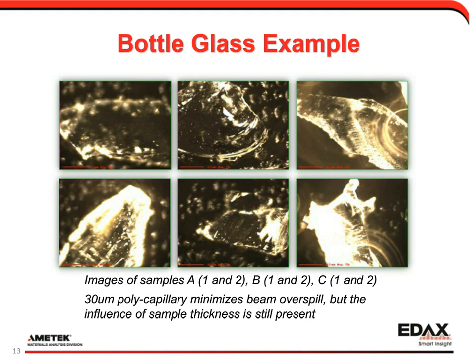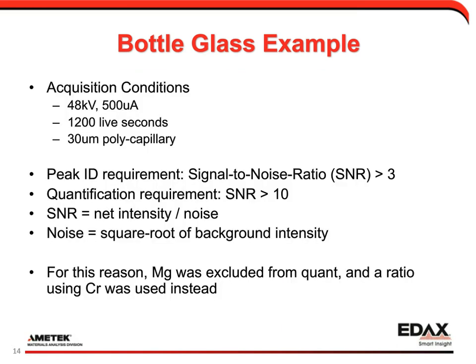The intensities will vary based on their thickness, because as we saw in the earlier slide, depending on the element that you're interested in, even 1 millimeter is still not thick enough for a soda lime glass. And of course, just to prove that point, I do have an overlay of the spectral data from those 6 samples coming up.